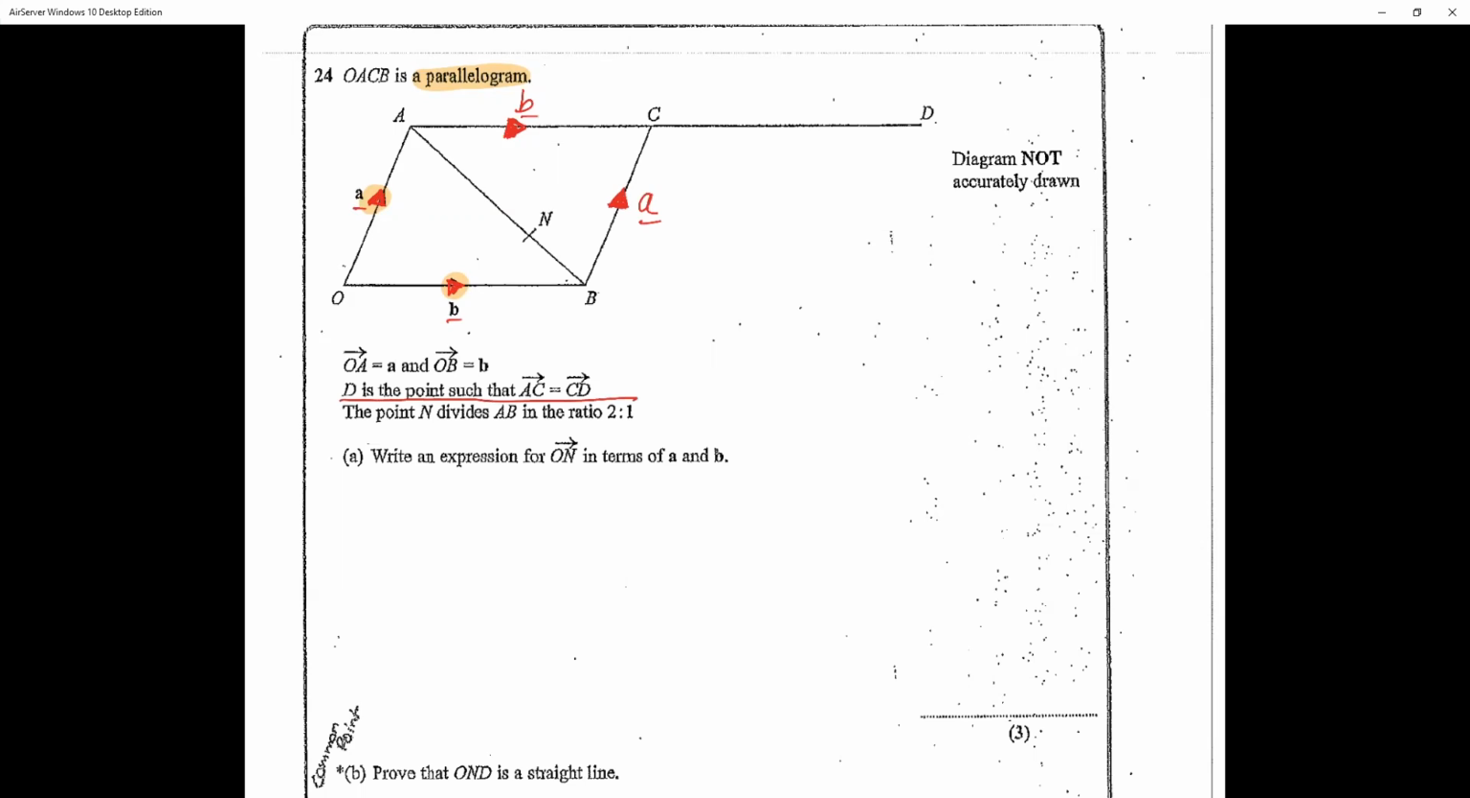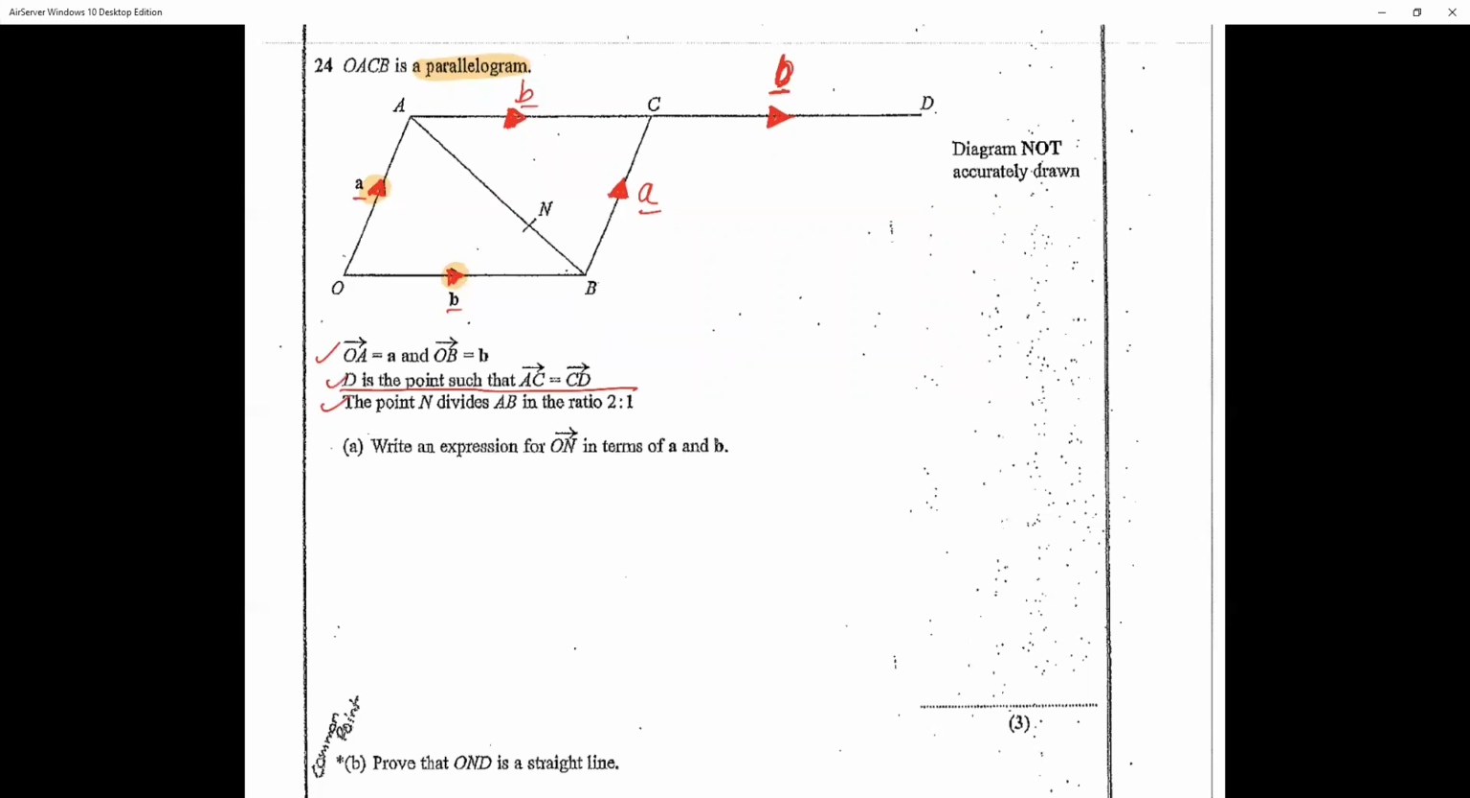So it's basically saying that A to B is the same as C to D. So what is this vector here then? It's going to be B then. Okay, so that's important. So you've got to read all the information and start labeling and putting extra information onto the diagram. Now, he wants you to work out O to N.